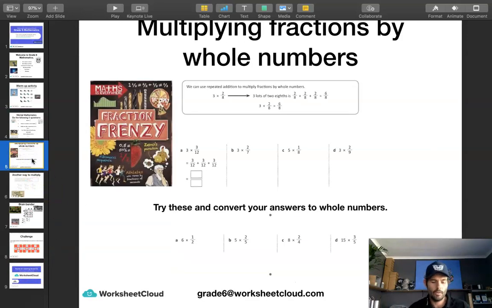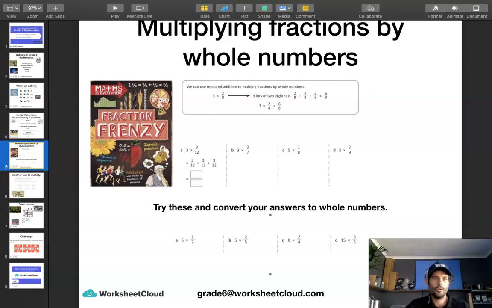Okay. Today we're going to have a look at multiplying fractions, okay? And first we're going to look at multiplying fractions by whole numbers. So you can see in the text box here at the top, we can use repeated addition to multiply fractions by whole numbers. So 3 multiplied by 2 over 8 is the same as 2 over 8 plus 2 over 8 plus 2 over 8. And we know when we add fractions, the denominators must be the same, which they are with the 2 over 8. And then we can just add the numerators and keep the same denominator. So your answer there is going to be 6 over 8.